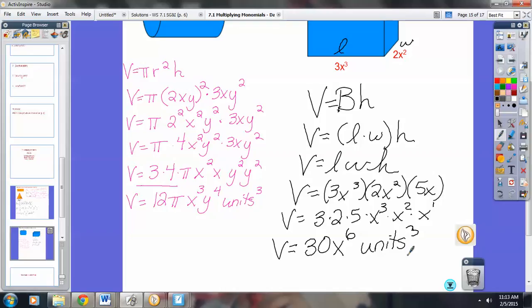Why would this be 33? You multiply your coefficients. Don't add the coefficients. You multiply 3 times 2 is 6. If you wanted to say 3x, it would have to be like x plus x plus x. That would be 3x. All right, I'm going to stop here.